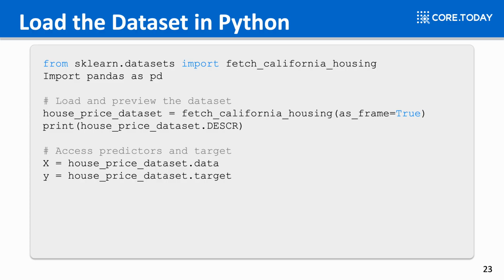Here's the Python code to load the California housing dataset using fetch_california_housing from Scikit-learn. Note the use of the as_frame=True parameter. This automatically converts the dataset into a pandas data frame. This makes it intuitive to manipulate and explore the data. The DESCR attribute also provides a concise dataset summary.